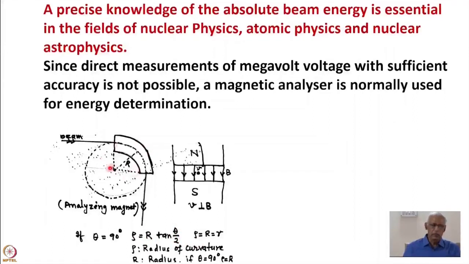In this case, if theta is 90 degrees, then rho is equal to R, and let's call it small r. As mentioned, rho is the radius of curvature and R is the radius, and if theta is 90 degrees, then rho is equal to R. So things are simple here if it is 90 degrees, but it need not be 90 degrees; it could be any angle, and correspondingly we then have to calculate rho and theta.